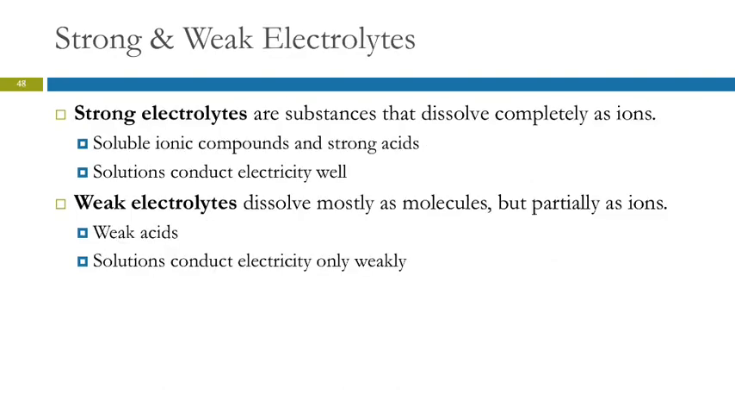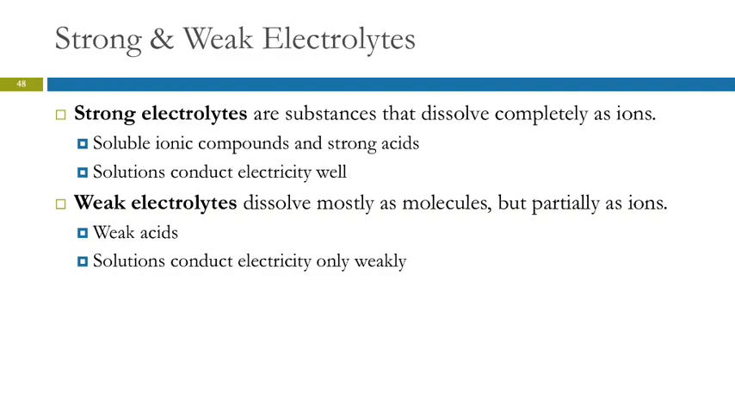So strong electrolytes are substances that dissolve completely as ions. There's no intact molecules or anything left. It's just all ions. This includes soluble ionic compounds and strong acids. Strong acids ionize completely, so strong acids are strong electrolytes. These are solutions that conduct electricity well. Weak electrolytes dissolve mostly as molecules, partially as ions. This is mostly just the weak acids. And these solutions conduct electricity only weakly.